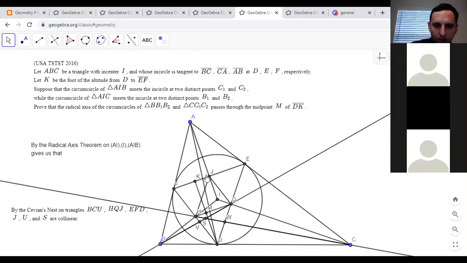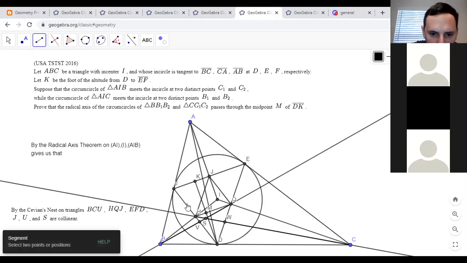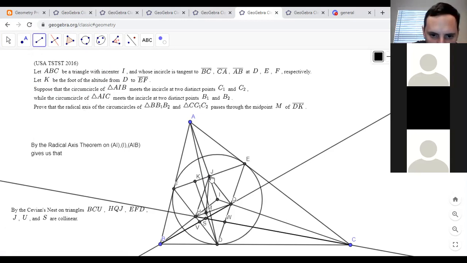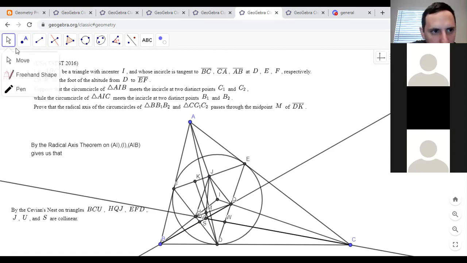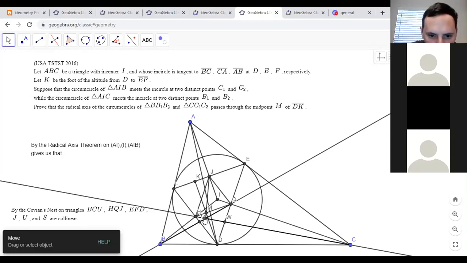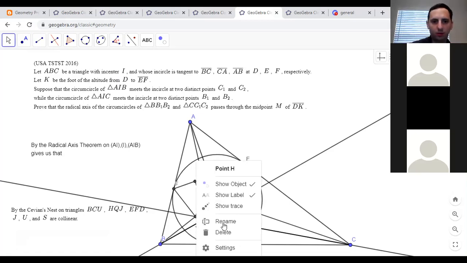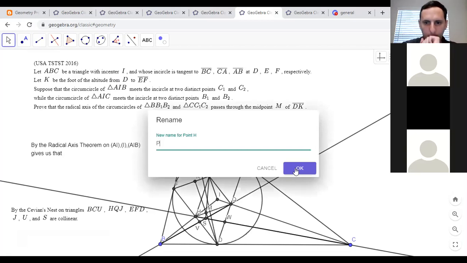Okay. So could you draw SJ? SJ, yes. And we will define M as SJ cut HQ. Okay. So I'm going to hide DK for now. No, don't hide. Could you rename H as P? That will be better. Okay.